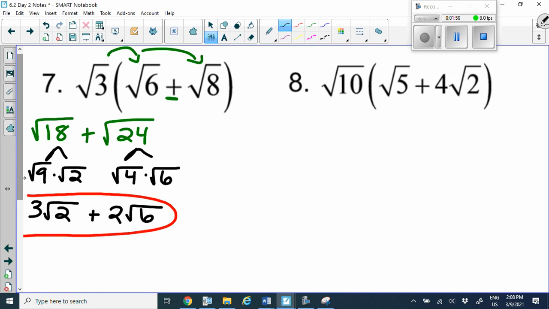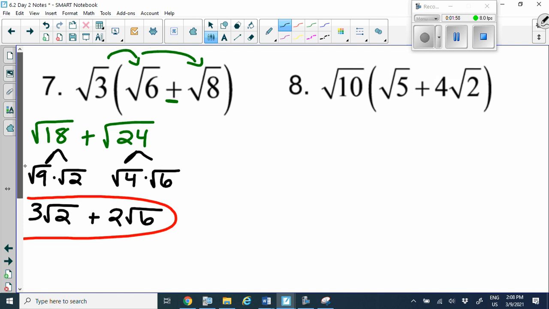Okay, so with square root of 10, I'm going to distribute that to the square root of 5 and to the 4 square root of 2. Now we do, once again, as we said, with multiplication, whatever's underneath the radical, as long as the radical is the same, so they are both square roots, we can multiply. So 10 times 5 gives me 50, so that's square root of 50.